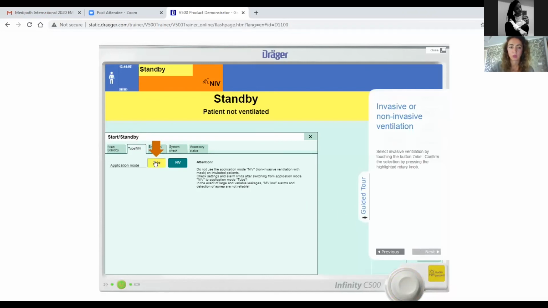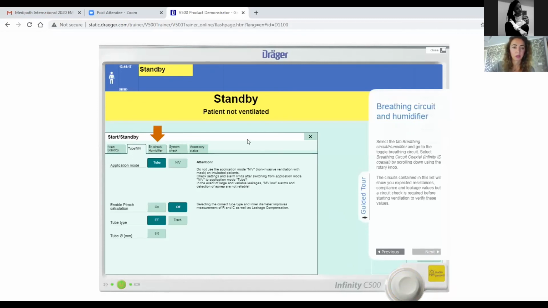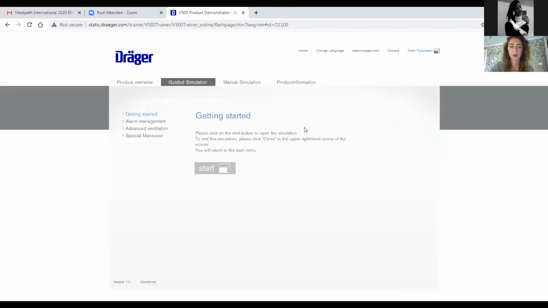He's showing you what to do with this orange arrow. I'm confirming, telling us to go next. We put the humidifier. We confirm. We have system check. We have accessory stages.